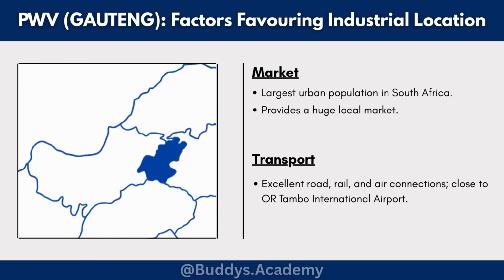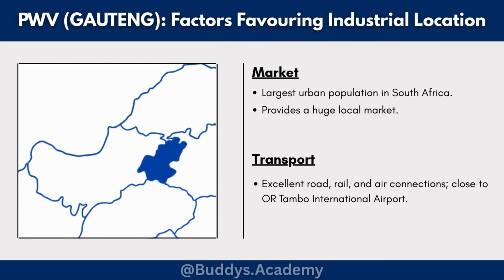Now, when we're looking at your PWV region in Gauteng, we're going to be looking at the factors that are going to favor industrial location. We're going to be looking at the factors that are going to hinder development, and we're going to be looking at the main industrial activities at each area. So with your factors that are going to be favoring industrial location, firstly, it's going to be market. Now, this is going to be your largest urban population in South Africa, and that's going to provide a huge local market. That means that there's going to be a great demand, obviously, for a variety of goods, and they will generally have a higher than average buying power.